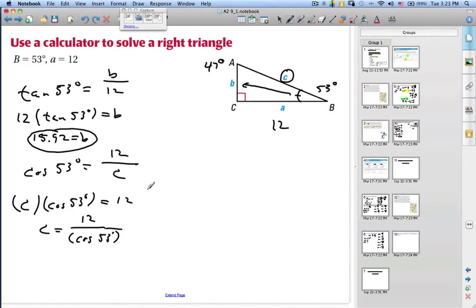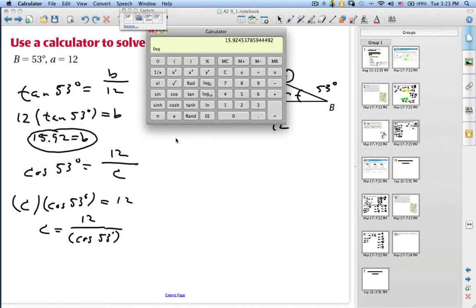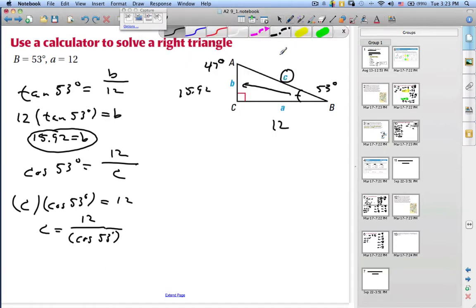Okay, if I go back to my calculator to finish out this problem, so let's see, we found that B is 15.92. And then if I want to take 12 divided by 53 cosine, enter. My hypotenuse is 19.94. Okay, so 19.94.